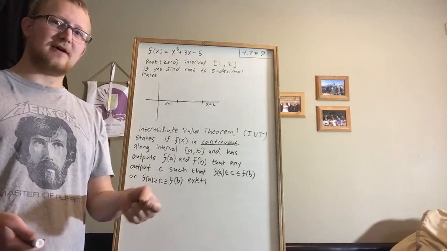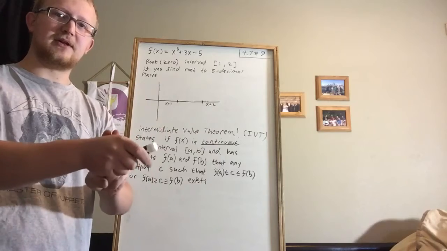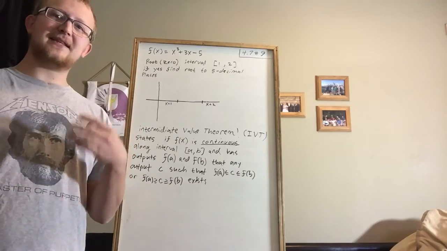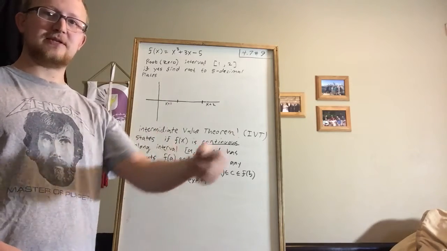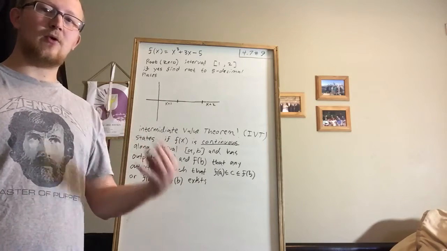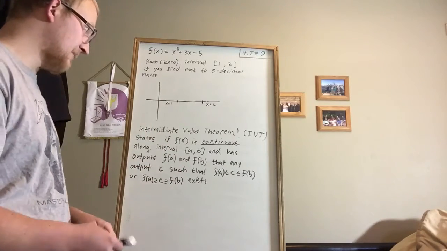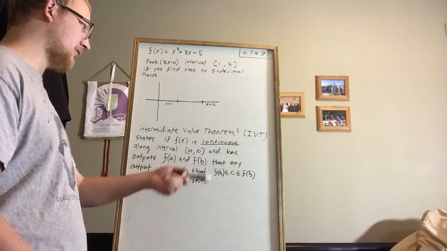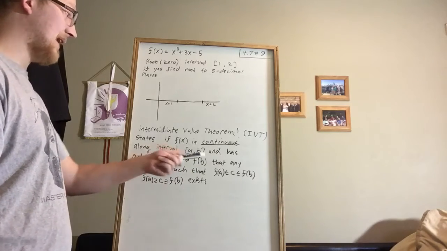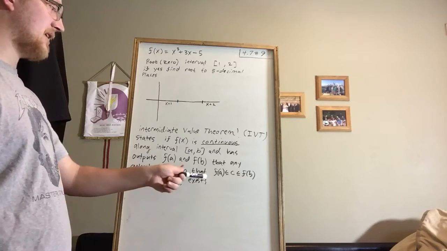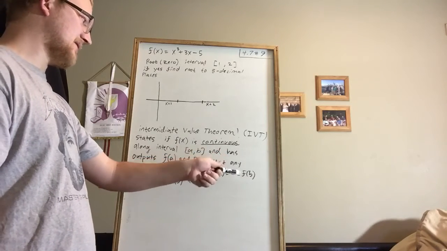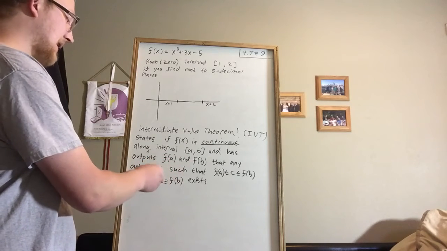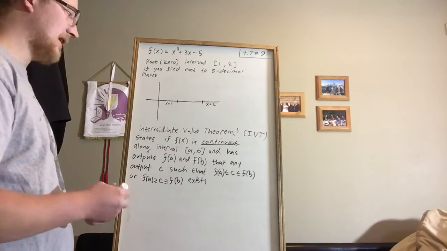Remember with the mean value theorem, we were looking for continuity and differentiability because we were looking for times where the slope matched the secant line. Well, that's like the next step from the intermediate value theorem. So let's reel it back a step. For the intermediate value theorem, we only need continuity. We do not need differentiability. What the intermediate value theorem states is if f of x is continuous along an interval ab and has outputs fa and fb, then any output c such that fa is less than or equal to c and c is less than or equal to fb, or fa is greater than c and c is greater than fb, must exist.